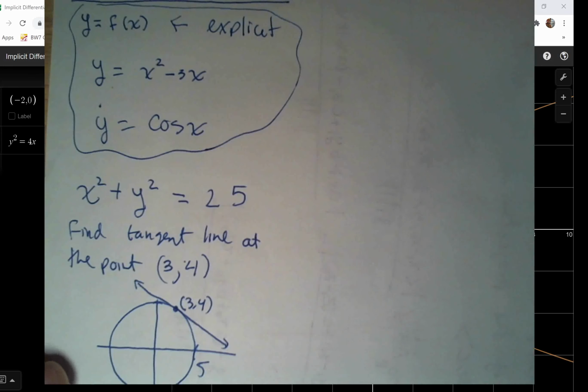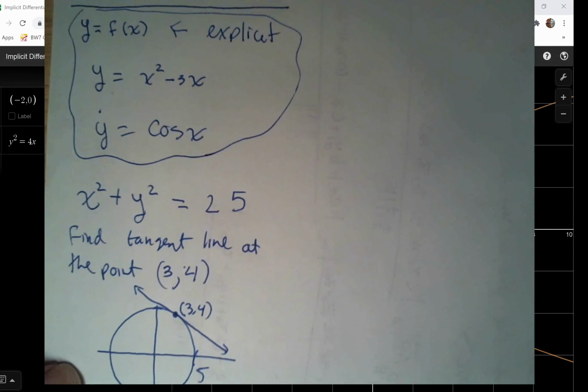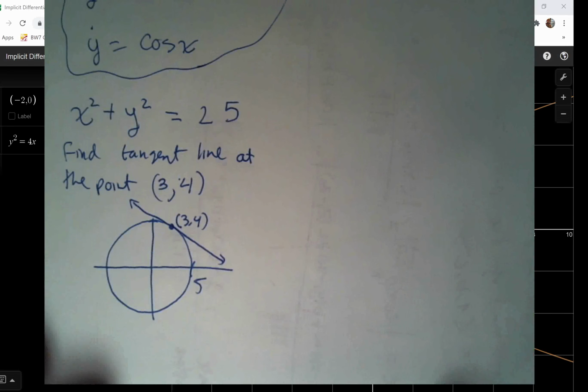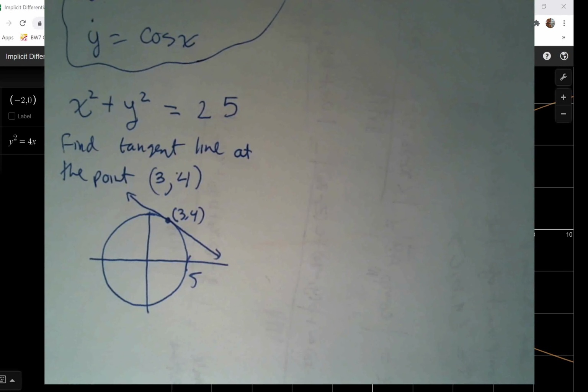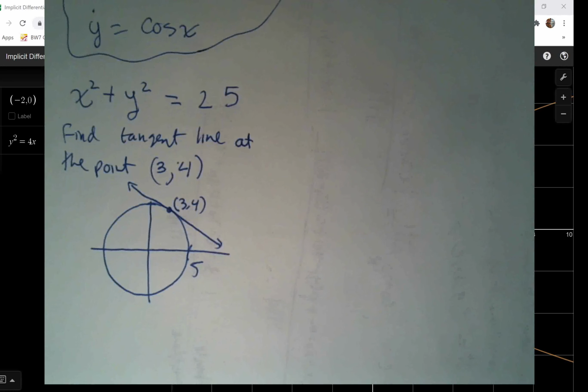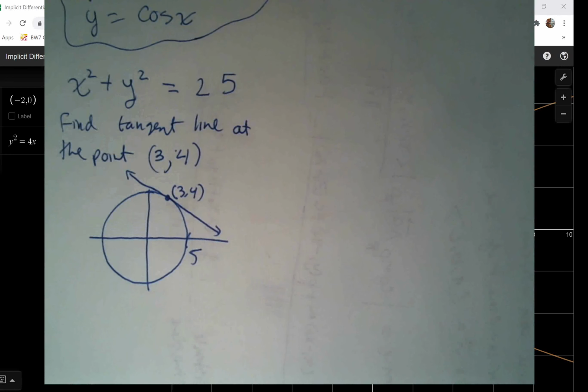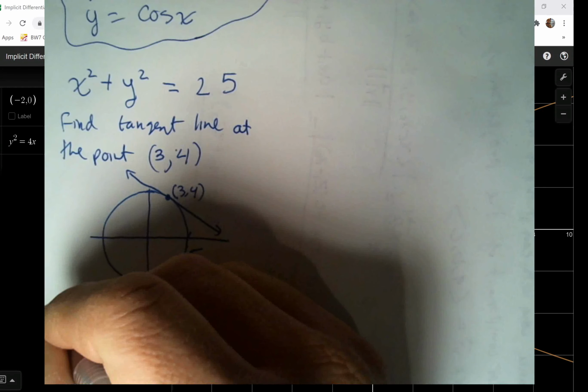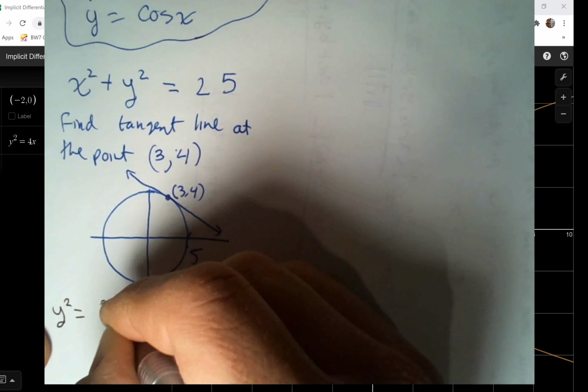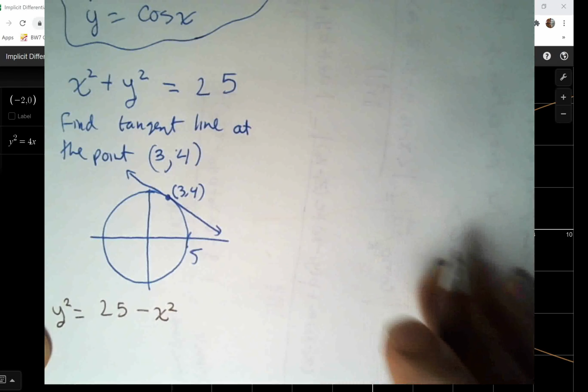Up to this point, we've only done functions. X squared plus y squared equals 25 is not a function. It is a relation between x and y. So one thing we can do is solve for y. Let me go ahead and solve for y. I'll bring over the x squared to the other side.